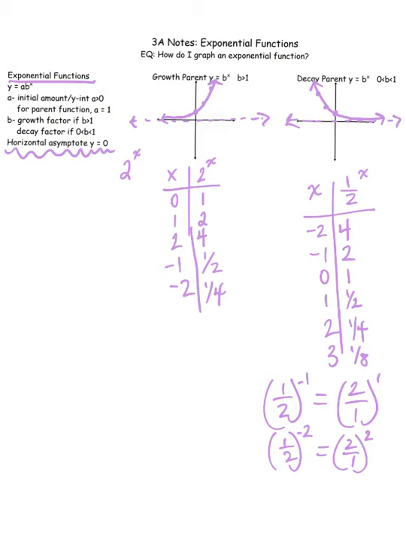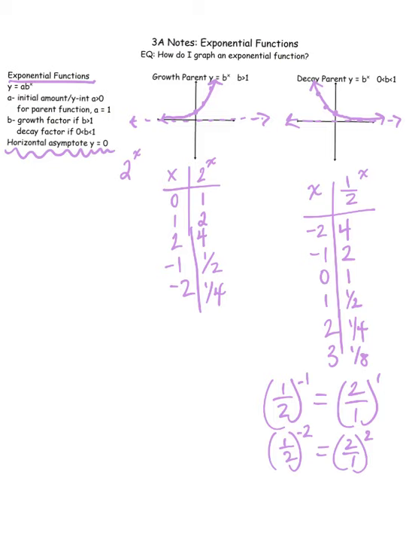So b is the base. If it's greater than 1, it's going to be showing a growth, so it's going up from left to right. If b, that base, is a number between 0 and 1, then it's going to be showing a decay. It's going down from left to right.